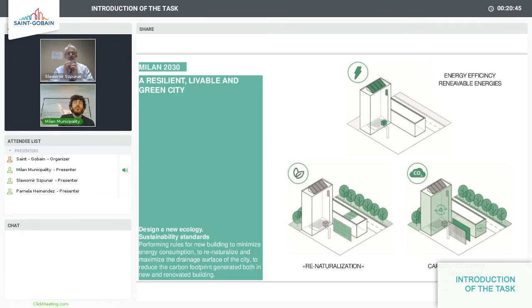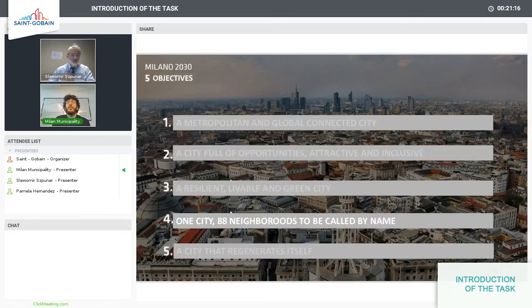We want to stress energy efficiency and the use of renewable energies, but also the idea of regreening the city. So also using architecture as a potential for creating more green areas and to integrate the green more, not just in terms of urban design, but also in terms of architecture. And with the scope of basically reducing the carbon footprint, which is our key goal and something we are really trying to stress in the new plan.